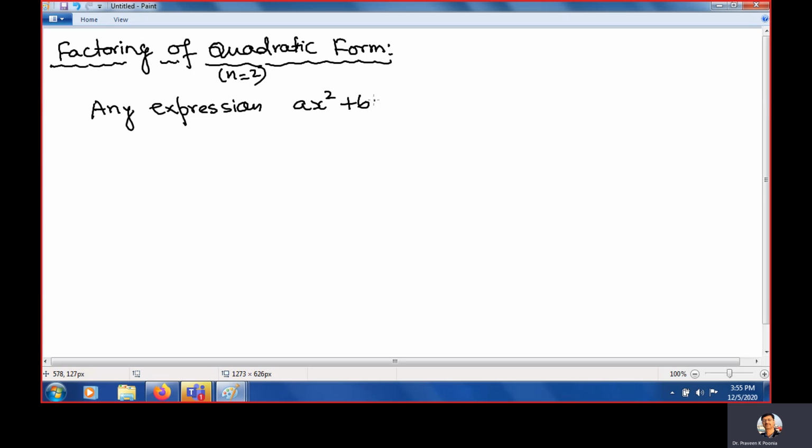ax power 2 plus bx plus c, where a should not be equal to 0, because if a is 0, then this x power 2 term will be 0. X power 2 should be present, at minimum. If b or c is 0, no problem. But x power 2 should be there, because it is quadratic. Quadratic means x power 2 must be there. So any expression ax power 2 plus bx plus c is called a quadratic form.